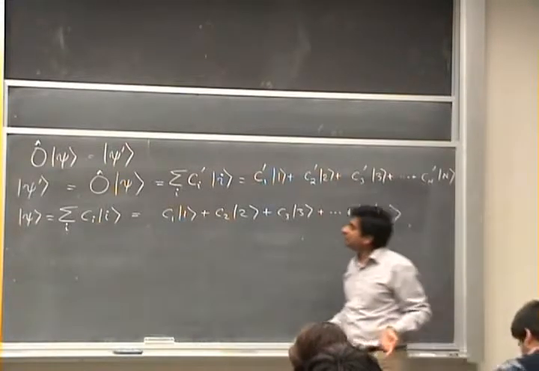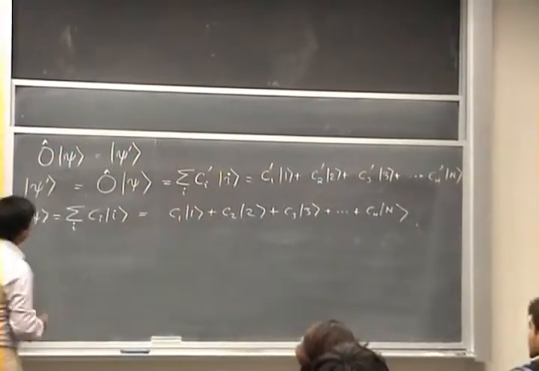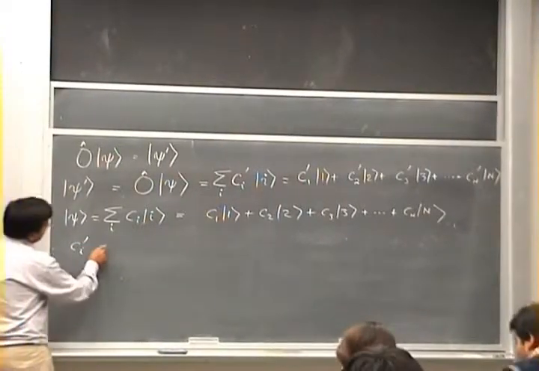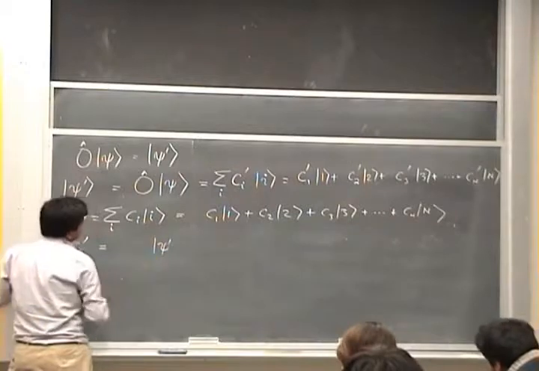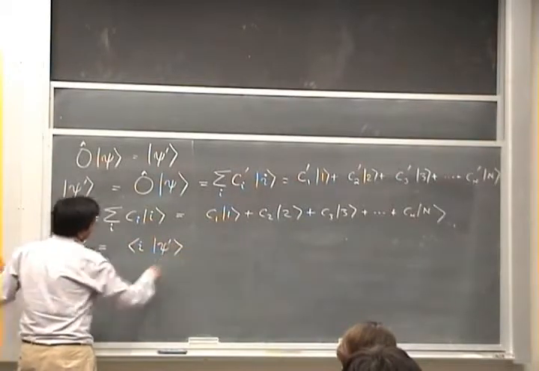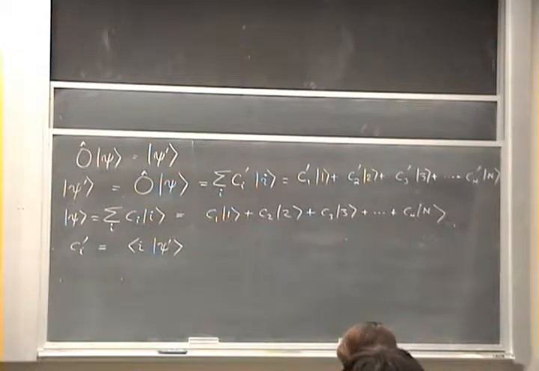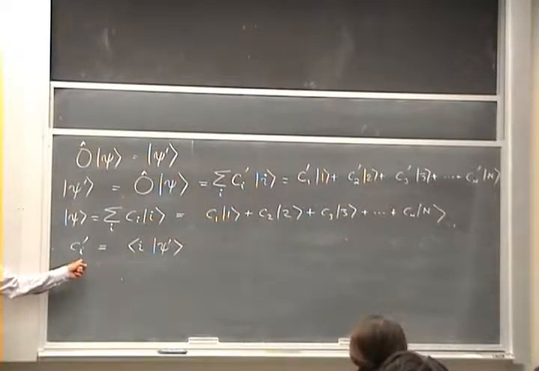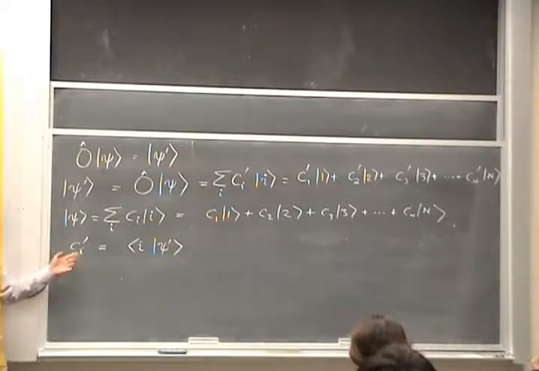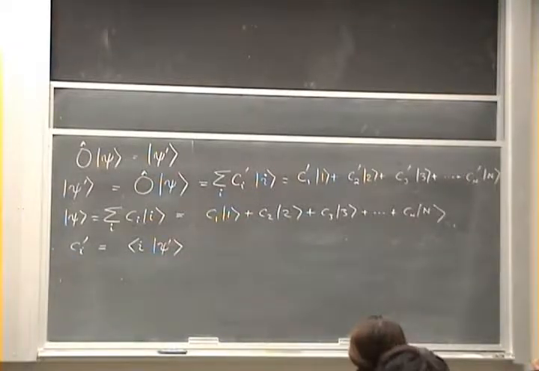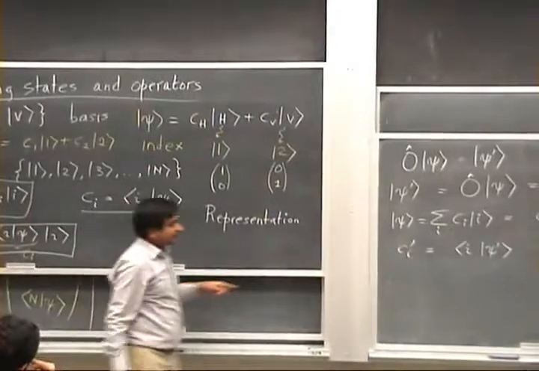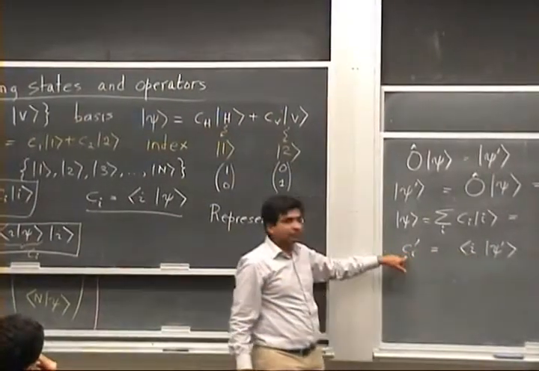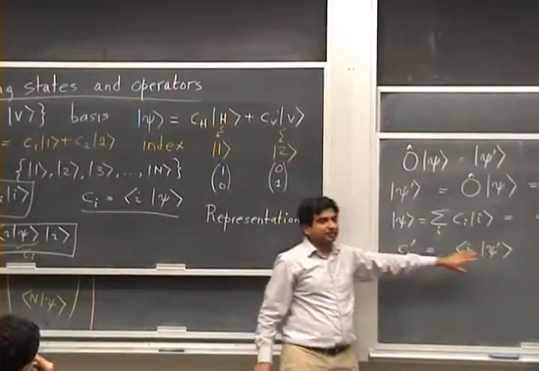Okay? And we also know that each one of these C primes can be written as the final state projected upon, or the inner product of the final state with the basis vectors. The final state and its inner product with the basis vector gives you the probability amplitude. This is always true. Look at this expression. The state and its inner product with the basis vector gives you a probability amplitude. So this is a totally general result.